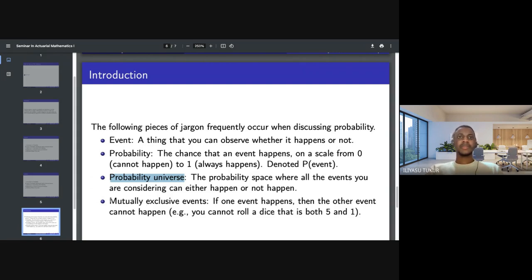That's it. So we have mutually exclusive events. If one event happens, then the other event cannot happen. So something is mutually exclusive. I give an example: you cannot roll a die that is both 5 and 1 at a time. It's a typical example, because I remember in the last class we had some brainstorming about the definition of mutually inclusive and exclusive. So I give an example.